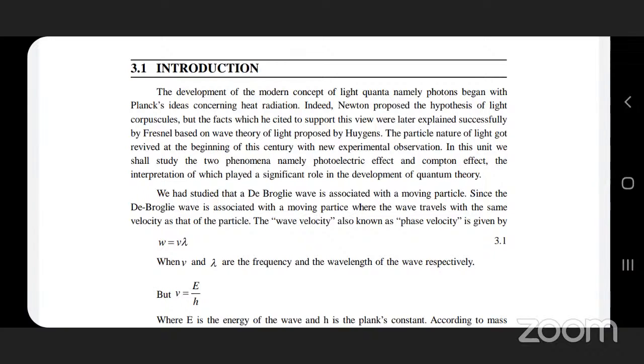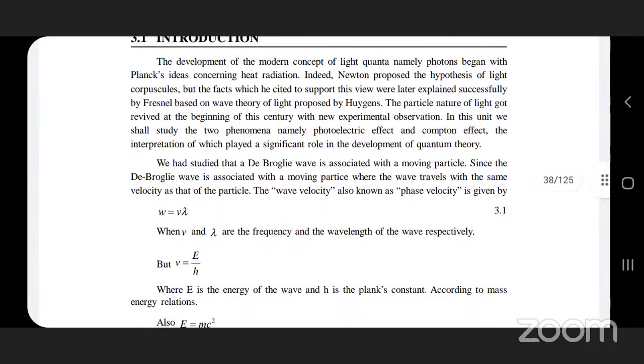Whatever failures were faced by Newton's corpuscular theory, the Huygens wave theory successfully explained. Okay, so the particle nature of light got revived at the beginning of the century, and new experimental observations were made. So we have to study two phenomena, the photoelectric effect as well as the Compton effect, which played a significant role in the development of quantum theory here. And we have to study the de Broglie wave, which is associated with the moving particle here.